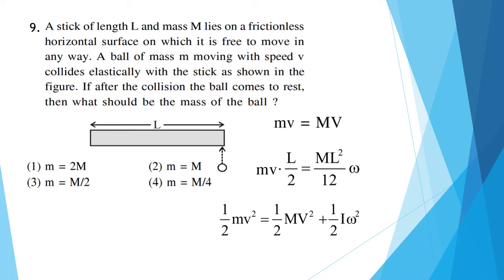Now as the ball comes to rest, half mv square should be equal to half capital MV square plus half I omega square. So by substituting the values of small v and omega in the third equation, we get small m is equal to capital M by 4. So the correct answer is option number 4.